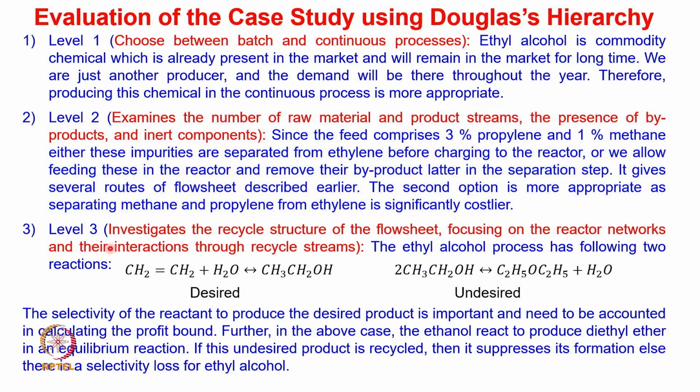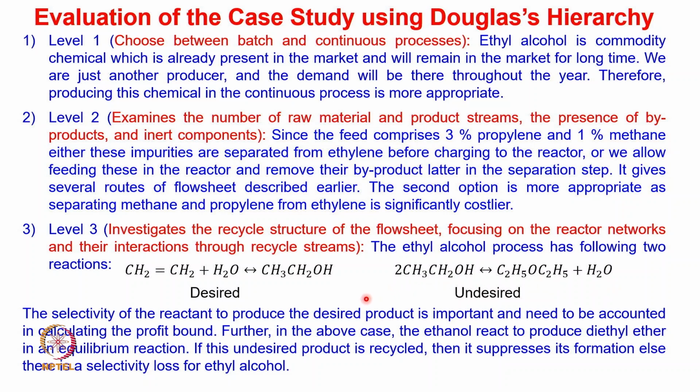In level 3 we investigate the recycle structure of the flow sheet, focusing on the reactor network and their interaction through the recycle stream. Clearly in this particular case study there are two reactions occurring. The first one is the desired reaction, where ethylene reacts with water to produce ethanol, and in the second, undesired reaction, ethanol reacts with itself to produce diethyl ether and water.